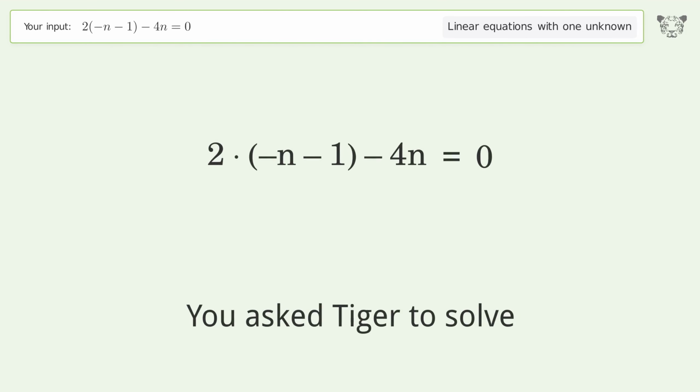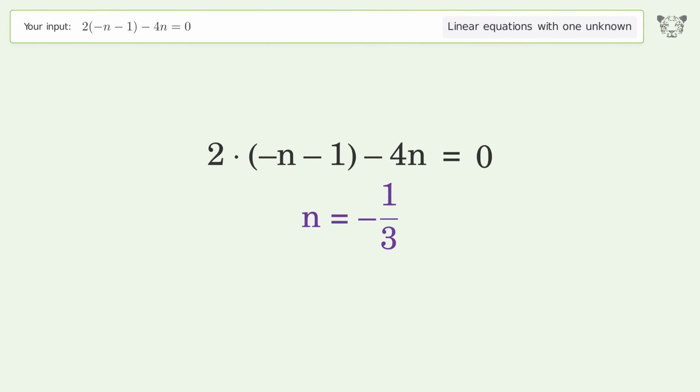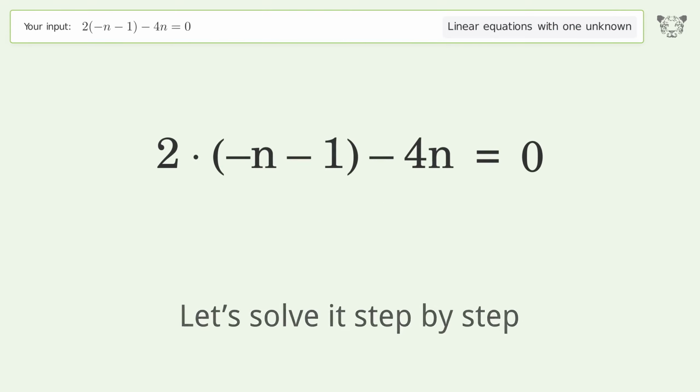You ask Tiger to solve this. This deals with linear equations with one unknown. The final result is n equals -1/3. Let's solve it step by step.